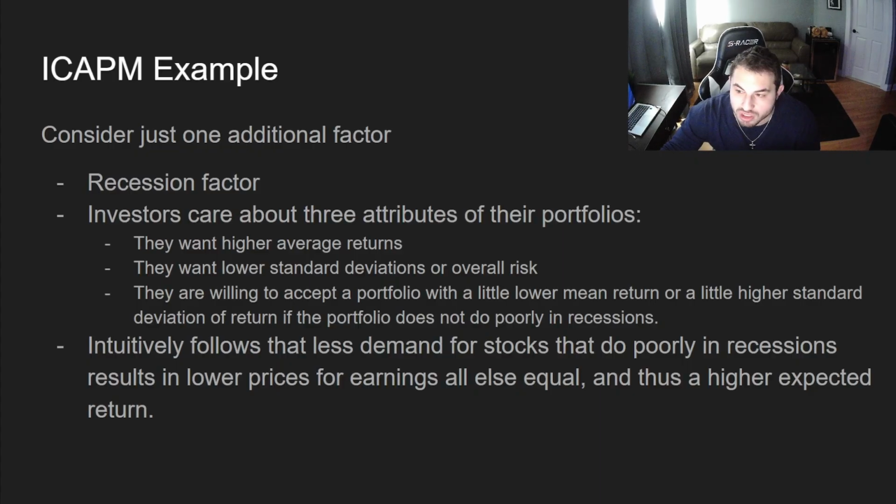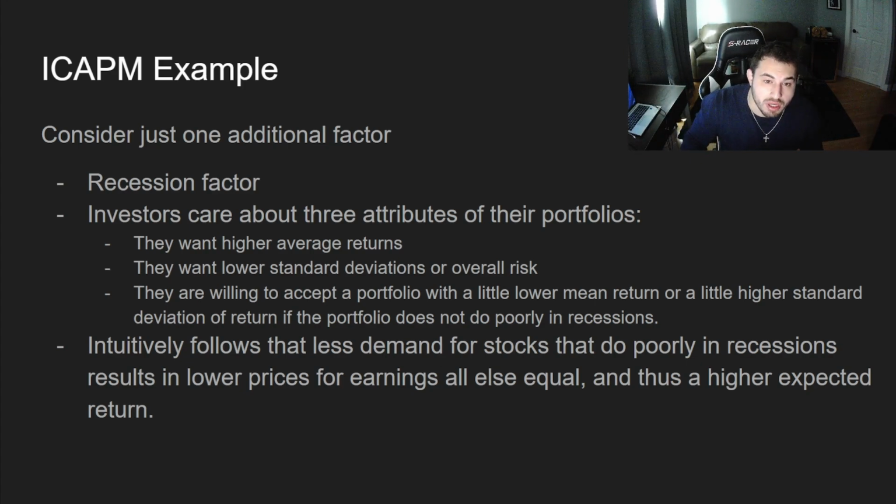So if we consider one additional factor, let's call it a recession factor. Now, investors care about not just the mean and variance of their portfolio, they care about three factors, right? They want the highest average return, the lowest standard deviation, but they're willing to accept a portfolio with a little less return or a little higher standard deviation if the portfolio doesn't do as badly in recessions. And I think that's intuitive, right? You're sacrificing a bit of standard deviation, you're sacrificing a bit of return, but you get a portfolio that when a recession happens, it doesn't do as poorly.